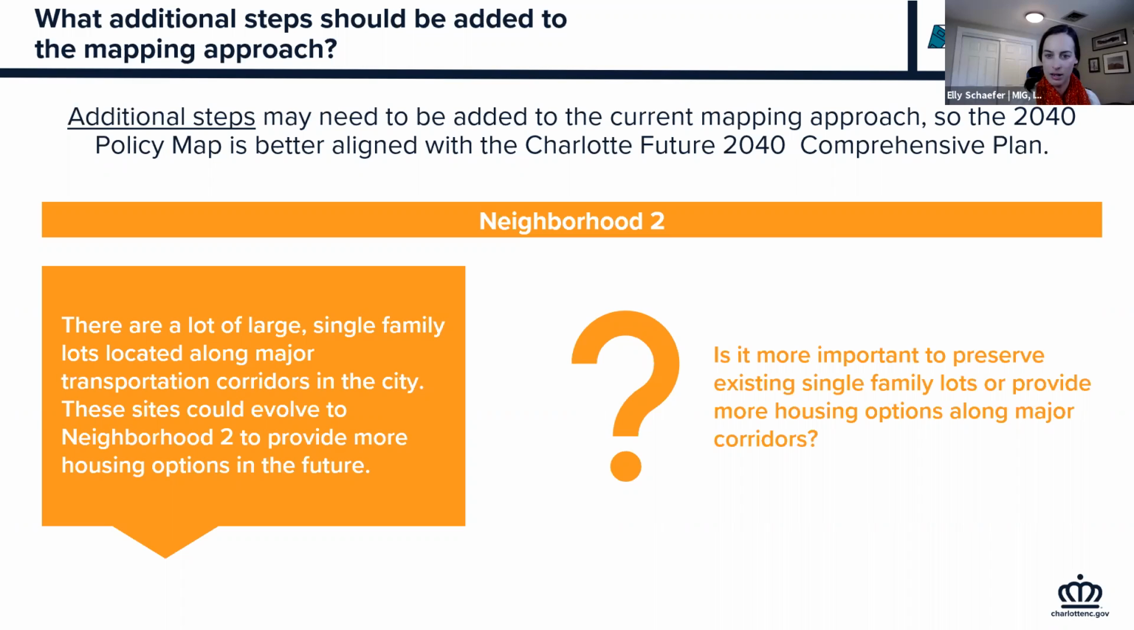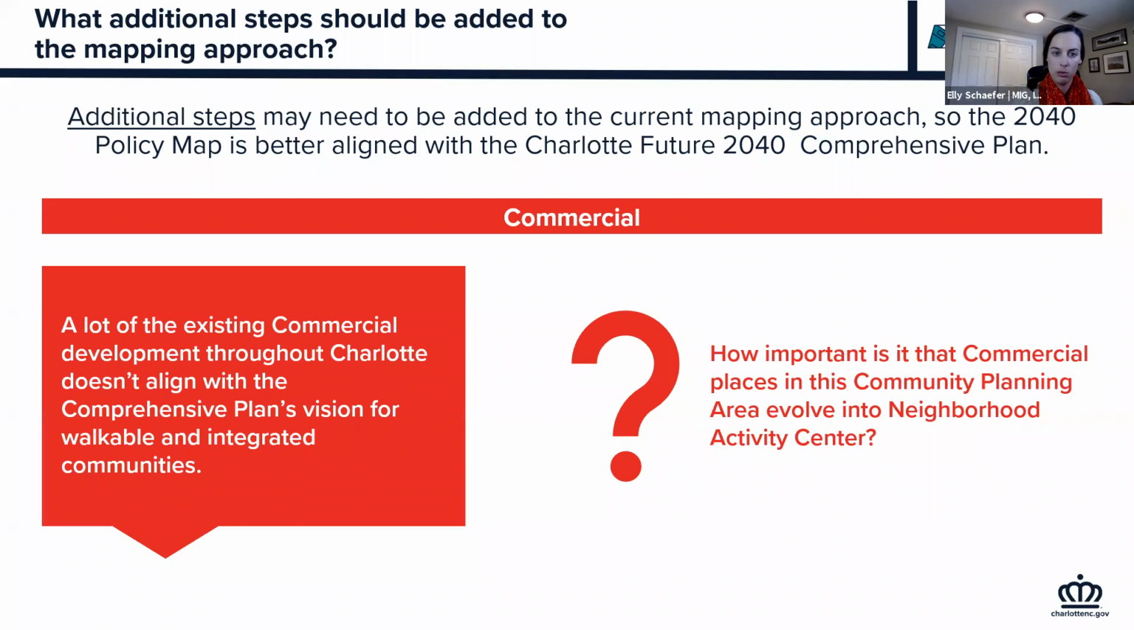All right, looks like we've got 20% more important to preserve single family, 20% neutral, and 60% more important to provide more housing options. Okay, we've got one more poll here. So finally, commercial place type.